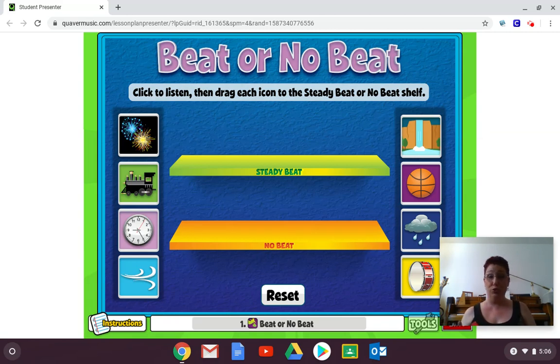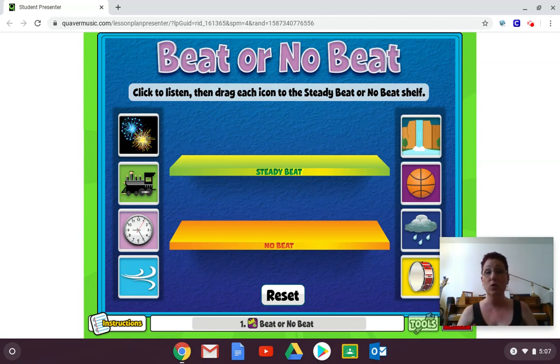Or, okay, like wind. Some things that we have in our own home, no matter what we do to it, is not going to make a steady sound. What we're going to do right now is an activity, and I'm going to play all of the sounds first. You can see it on the screen.